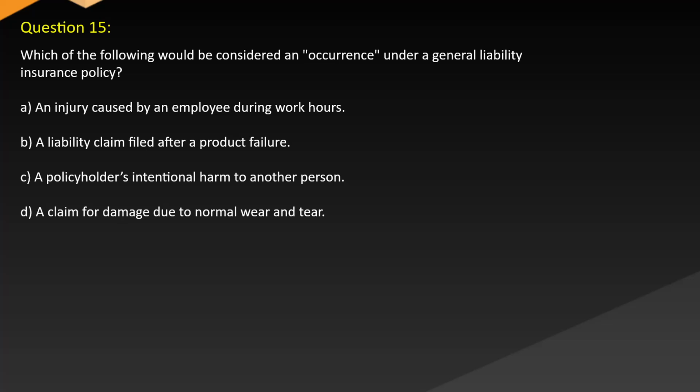Question 15. Which of the following would be considered an occurrence under a general liability insurance policy? A. An injury caused by an employee during work hours. B. A liability claim filed after a product failure. C. A policyholder's intentional harm to another person. D. A claim for damage due to normal wear and tear.